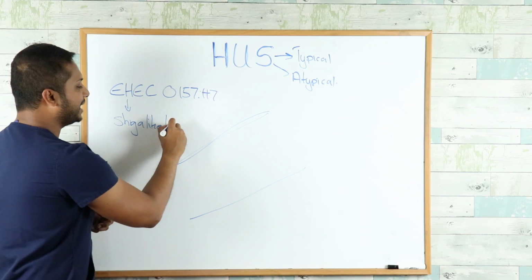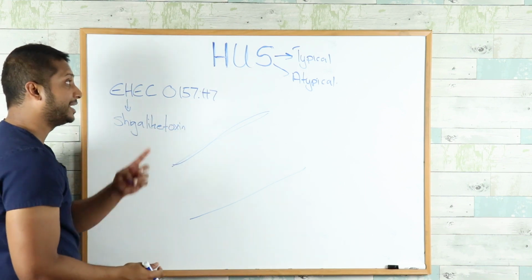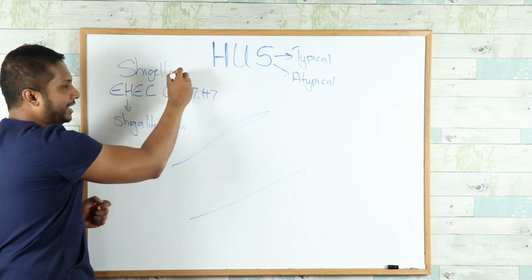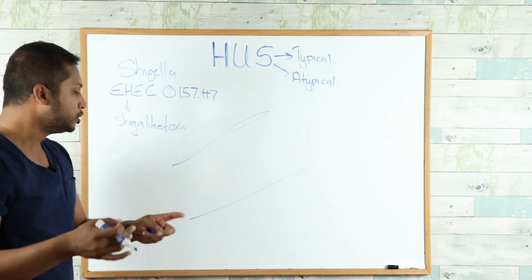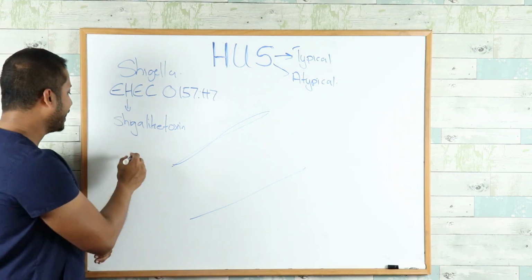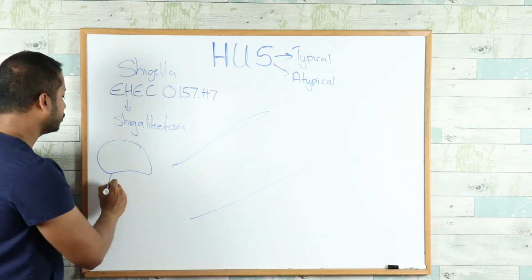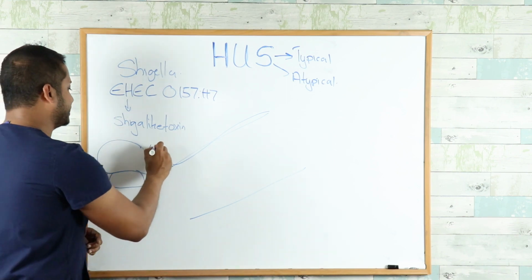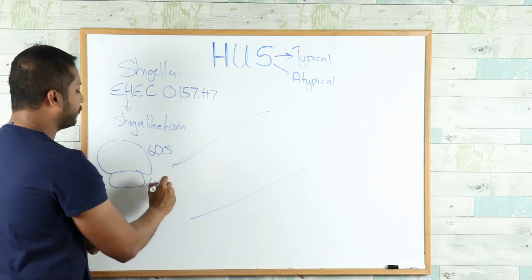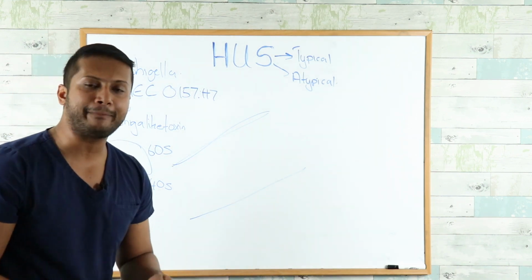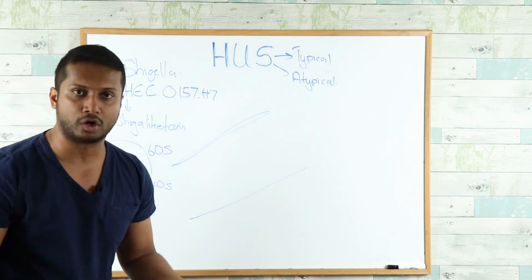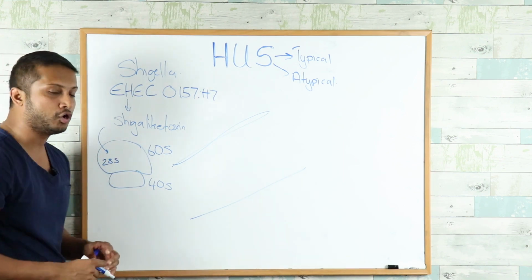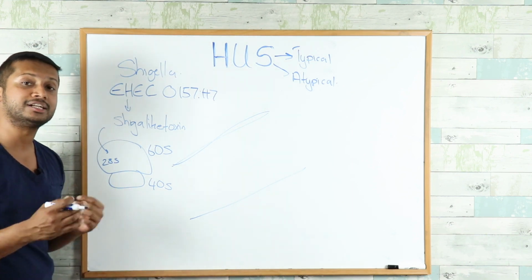Now the moment I say Shiga-like toxin, you should automatically think, well, can Shigella cause this? Yes, it could, right? So I'm going to put Shigella up here too, because Shiga-like means your Shiga toxin can cause the same thing. So what happens is, this Shiga-like toxin comes, and if you guys can recall the ribosomal subunits of your cells, right? What do we have? 60S and 40S ribosomal subunits. The Shiga-like toxin or Shiga toxin itself binds to the 28S subunit of your 60S ribosome and prevents protein synthesis.